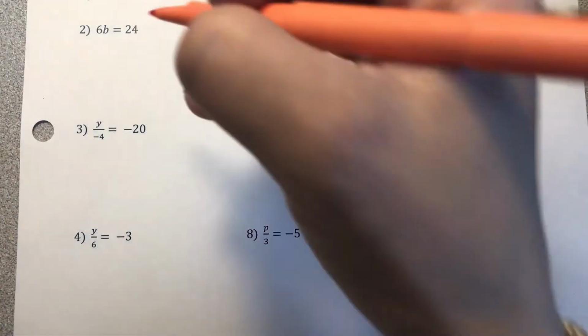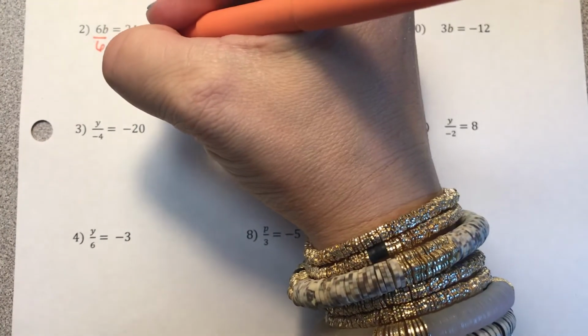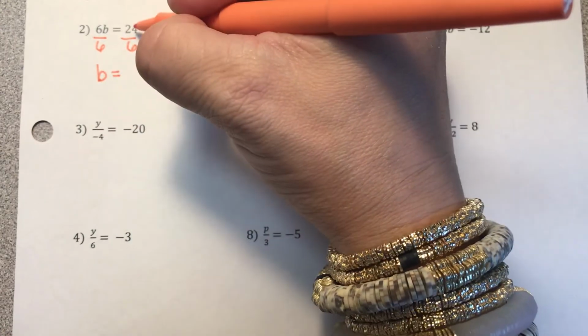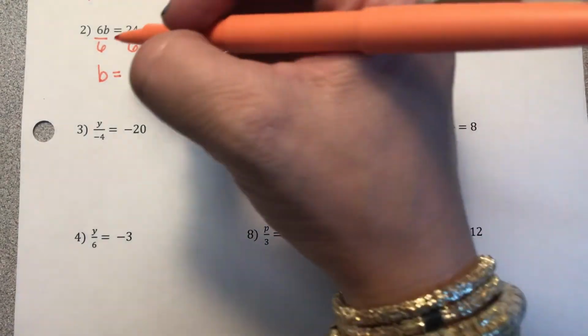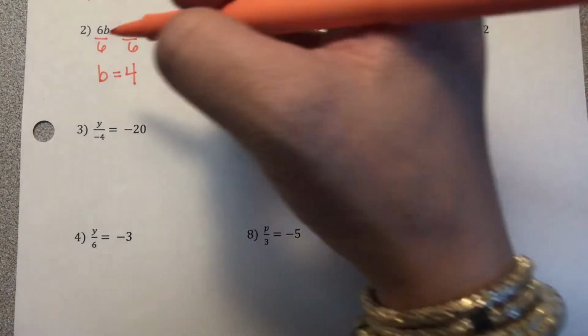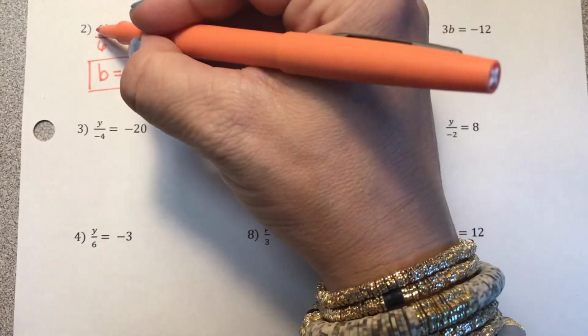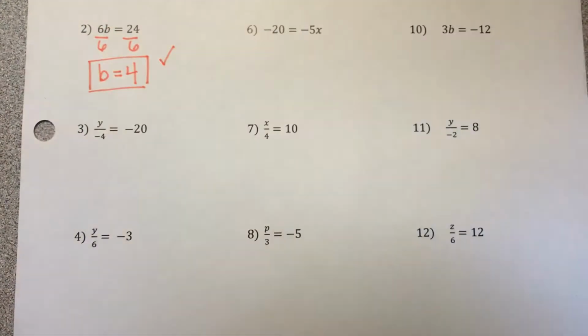On number 2, we're going to divide both sides by 6. B equals 24 divided by 6 is 4. 6 times 4 is 24, so I know I got it right.